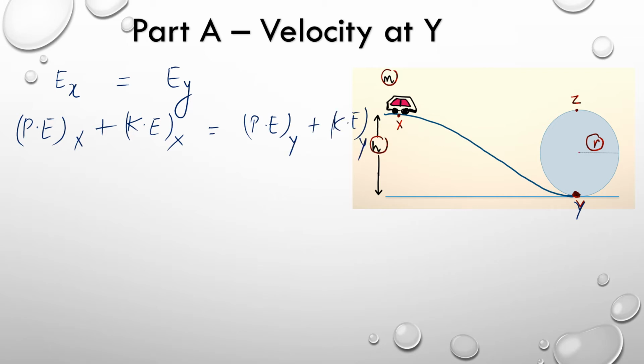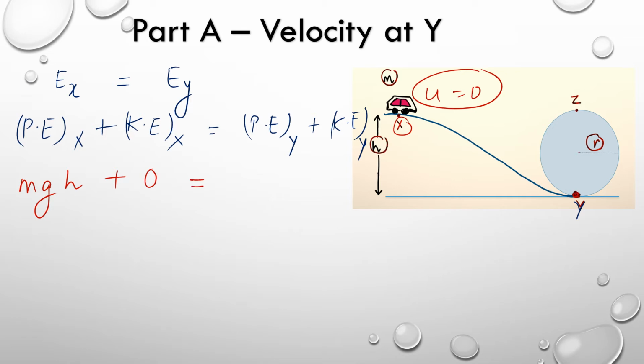Now let's consider the height at point X is h. So that means potential energy is mgh. g is acceleration due to gravity and h is the height from the ground. But initially it is just released, so my initial velocity was 0. So that means initial kinetic energy is 0.